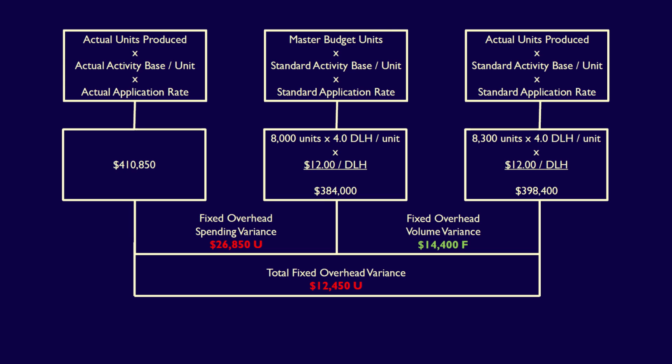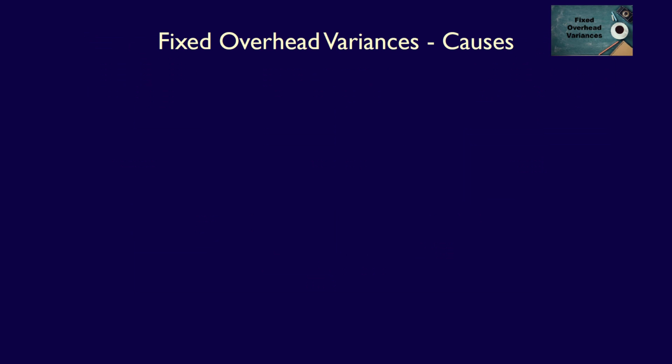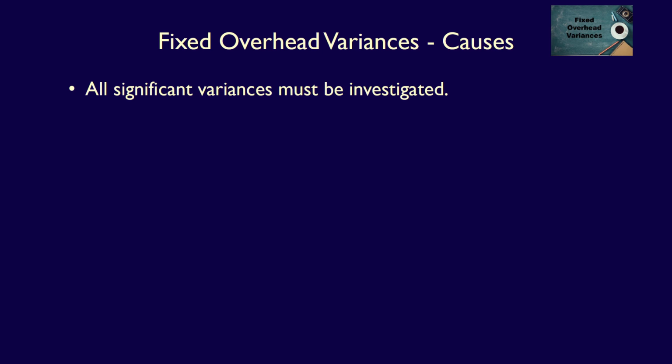The only thing left to do? Determine the possible causes of the variances. Note that significant variances, which may have an effect on the decisions made by management, must always be investigated. The concept of significant is dependent on the individual organization. A variance that's significant for a small organization may be insignificant to a large organization. Each organization must decide on their own measure of significant.